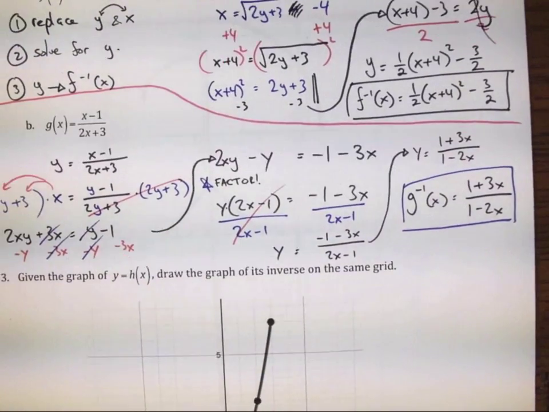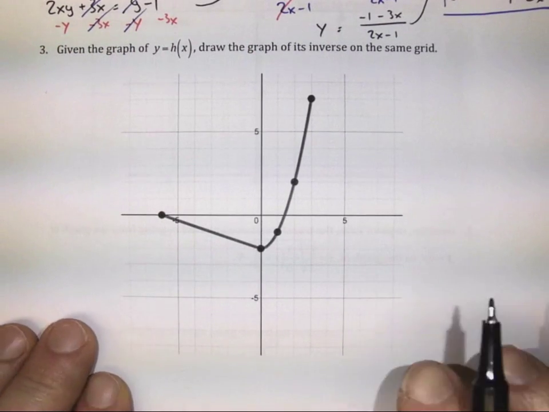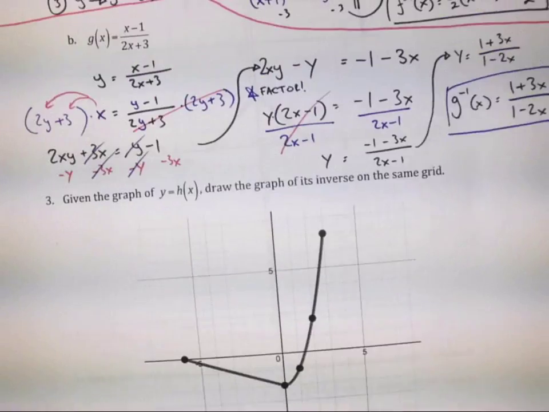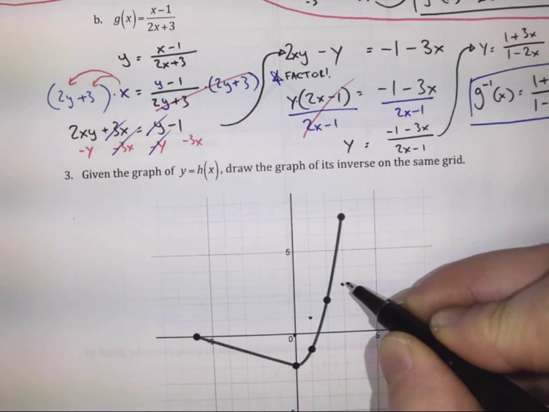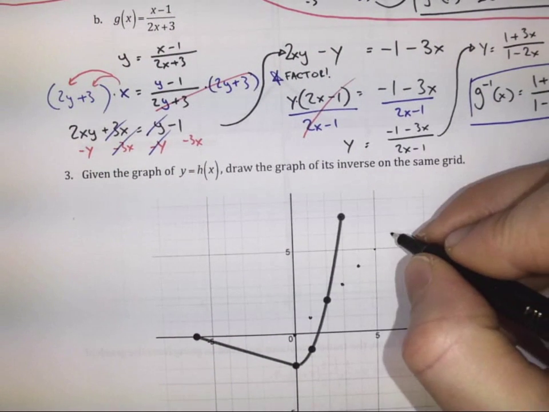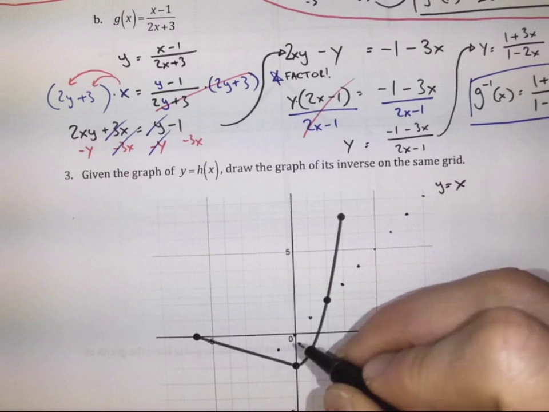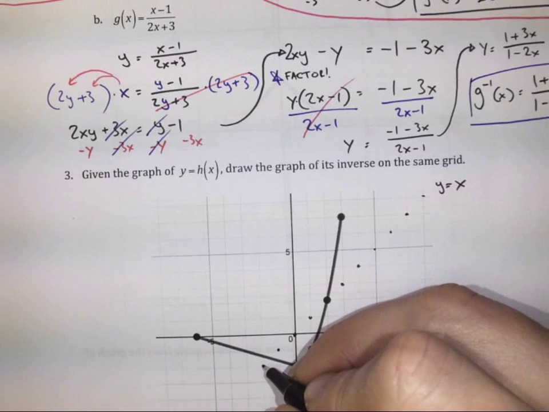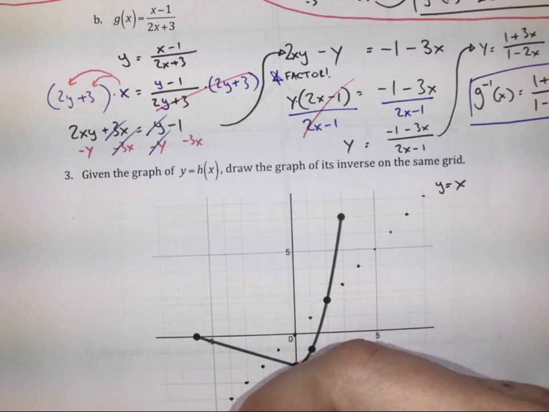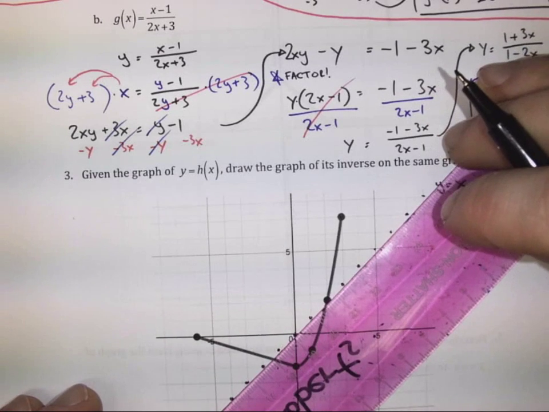Okay. So next, we're going to draw an inverse. So I want to remind you that an inverse is a reflection over the line y equals x. So y equals x is a line with a slope of 1 over 1 and a y-intercept of 0. And it looks something like that. And so I'm going to just sketch that in right now.